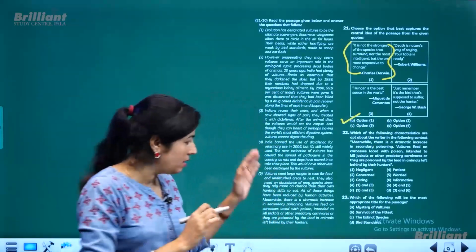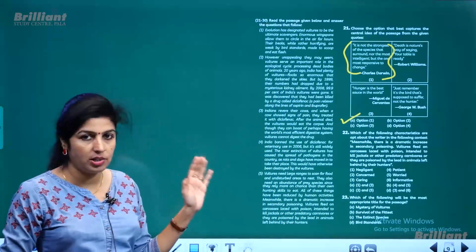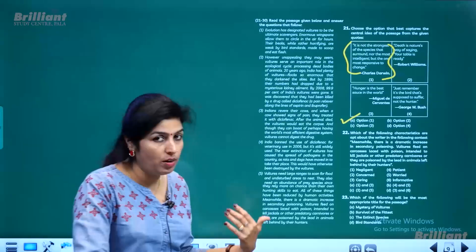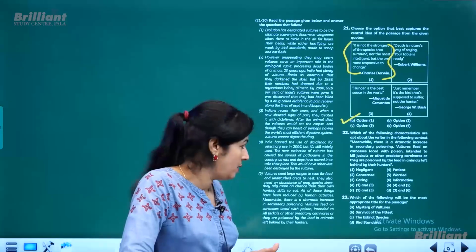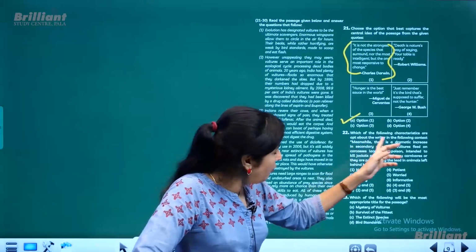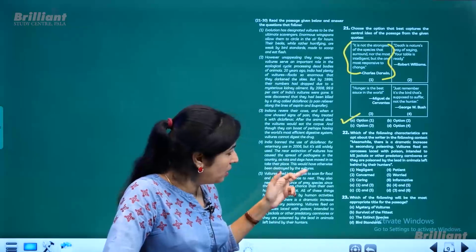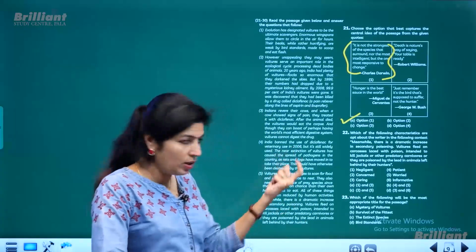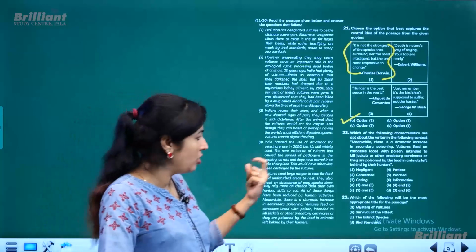Or in short, this passage actually tells you something about survival of the fittest. Actually, that also is one of the questions. Now, which of the following characteristics are apt about the writer in the following context? One context is taken from the passage.